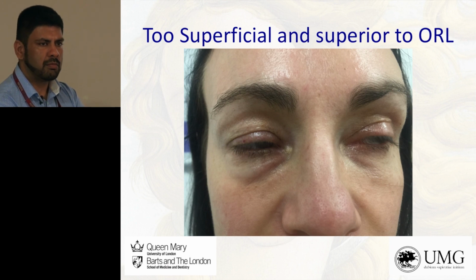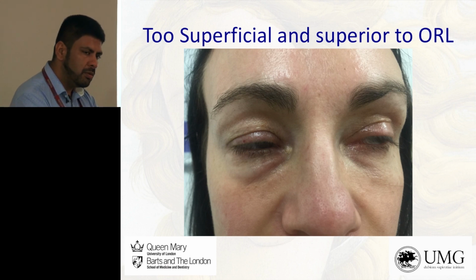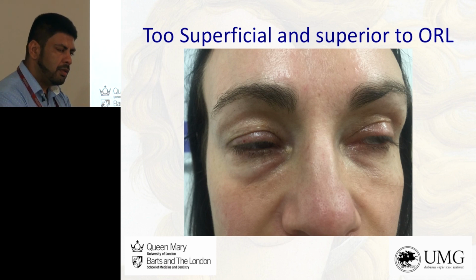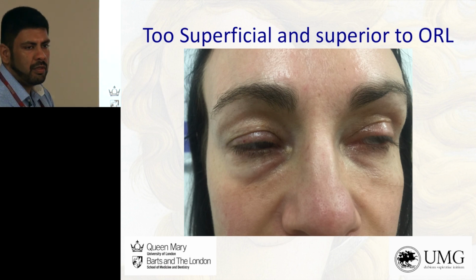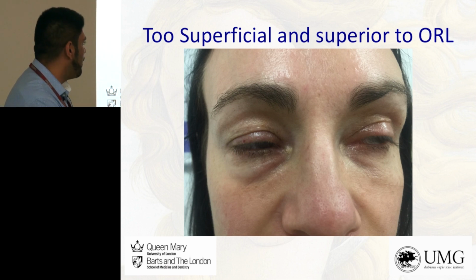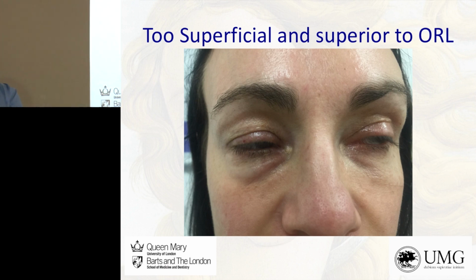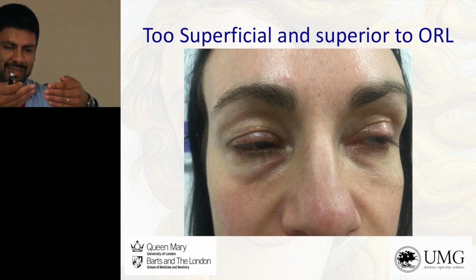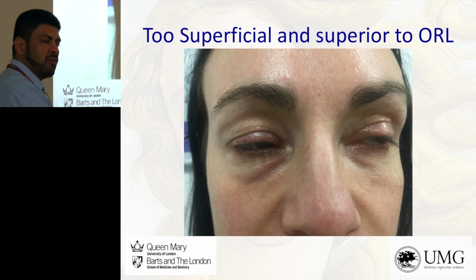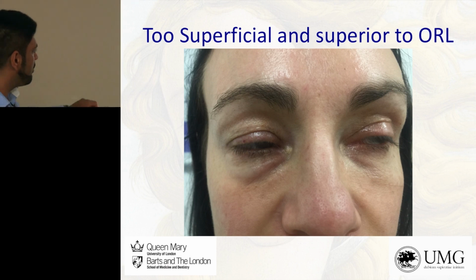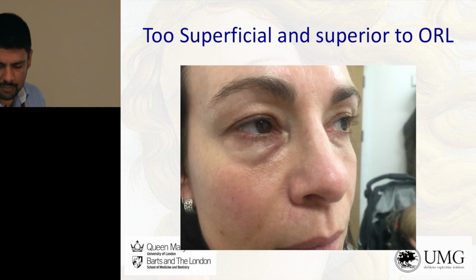Is this injection too superficial, or is it? So effectively what's happened here is they've injected above the orbicularis oculi. The filler has gone above the orbicularis oculi, and it's visible, and it's not retained by the sling of the orbicularis oculi. So it looks like it's enhanced the defect rather than corrected the defect. It's too high up as well. It's not been placed in the right area as well.